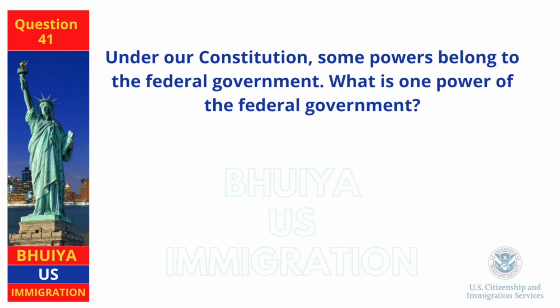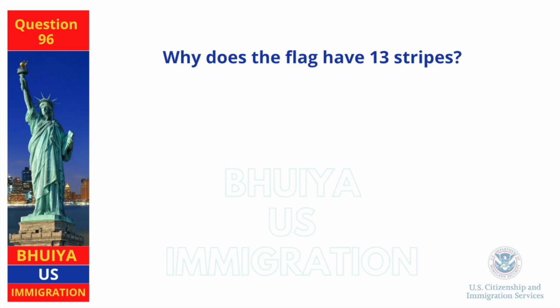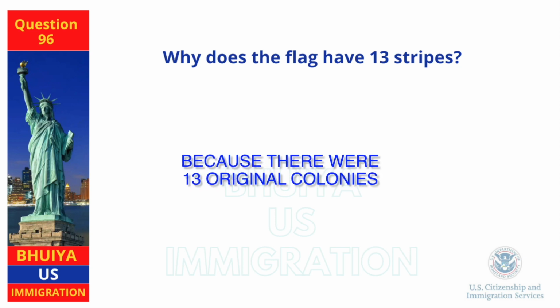Under our Constitution, some powers belong to the federal government. What is one power of the federal government? To print money. Why does the flag have 13 stripes? Because there were 13 original colonies.